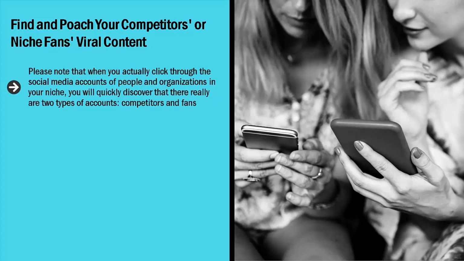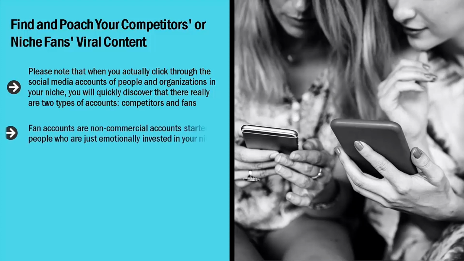Please note that when you actually click through the social media accounts of people and organizations in your niche, you will quickly discover that there really are 2 types of accounts, competitors and fans. I'm not even going to describe competitors because this is self-explanatory. Fan accounts are non-commercial accounts started by people who are just emotionally invested in your niche. For example, if you are promoting dog training online courses, you might be able to retrieve a large list of puppy training social media accounts. When you look at their content, it's obvious that they're not really doing this for money. They're just sharing their interests or enthusiasm. These are fan accounts. You need to gather a big list of these as well.